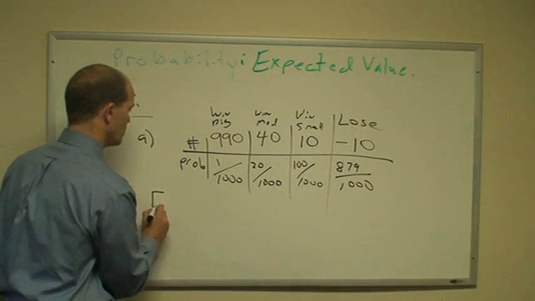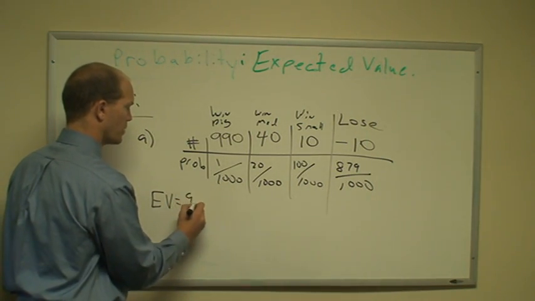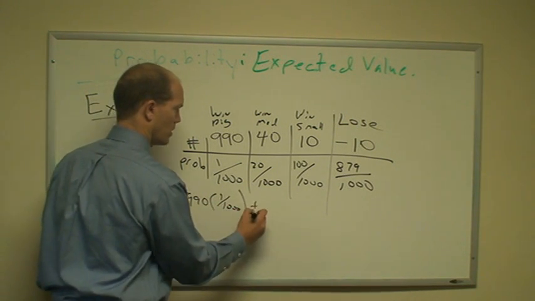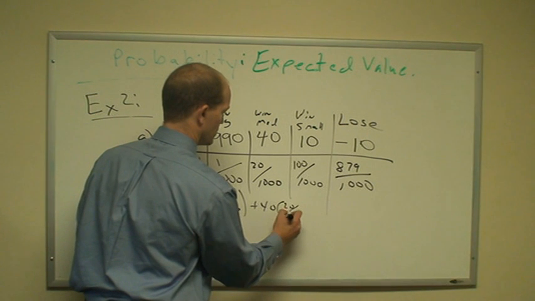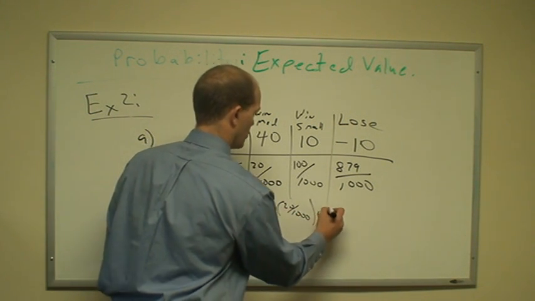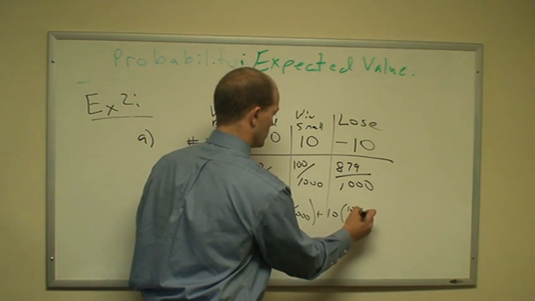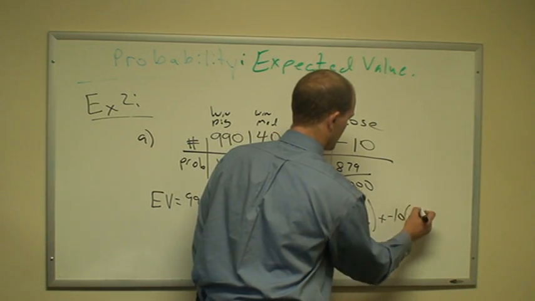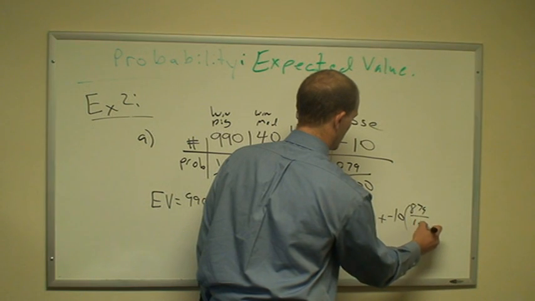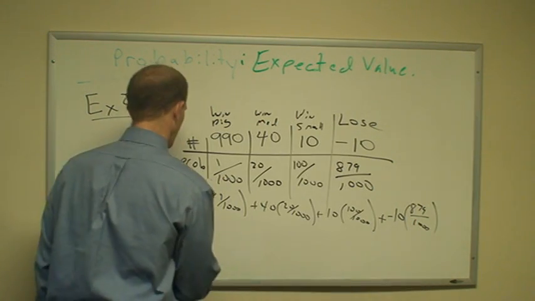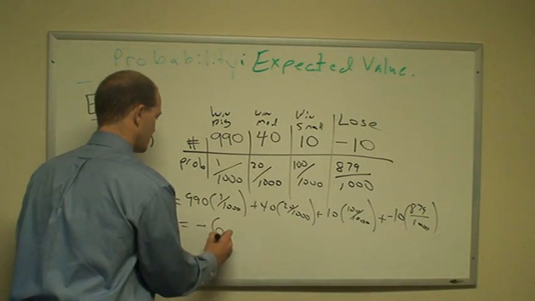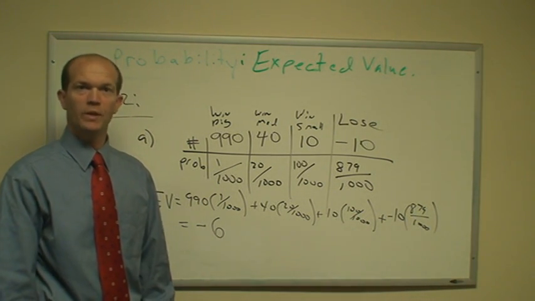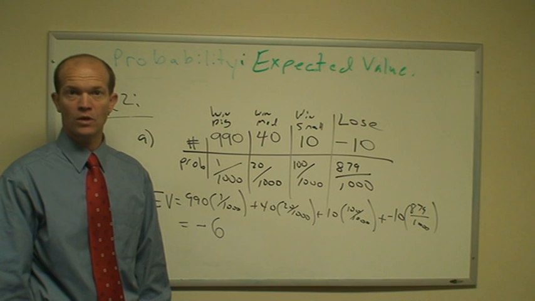So our expected value, in the familiar way we've been doing this, is 990 times 1/1,000 plus 40 times 20/1,000, plus 10 times 100/1,000, plus -10 times 879/1,000. That will give us our expected value, which is -6. What that means is, on average, for each ticket we buy, we should expect to lose $6.